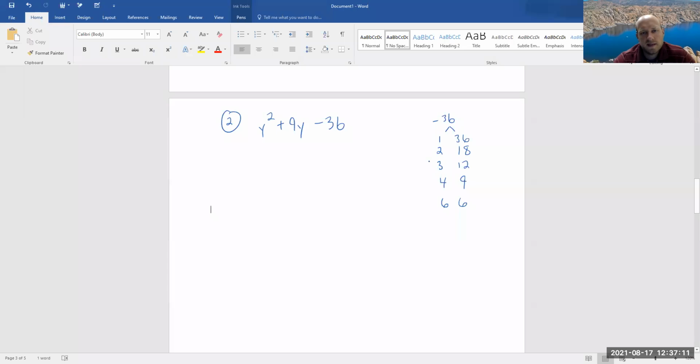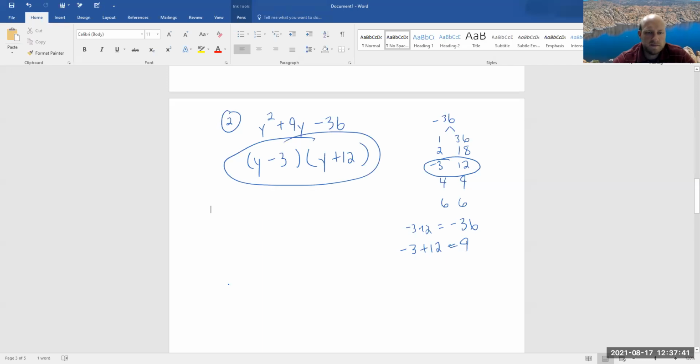But in this case, I'm going to see that 3 and 12 are going to multiply to be -36, but then 3 plus 12 equals 9. So I'm going to break it up like this, and I have y minus 3 and y plus 12. And again, we could check that. I'm not going to do that because we did last time.